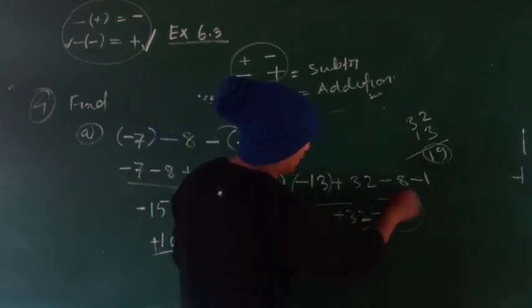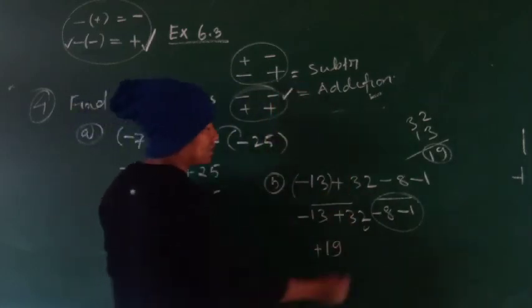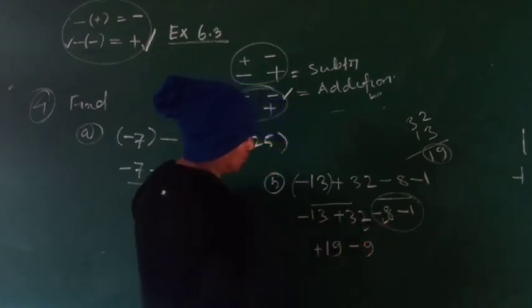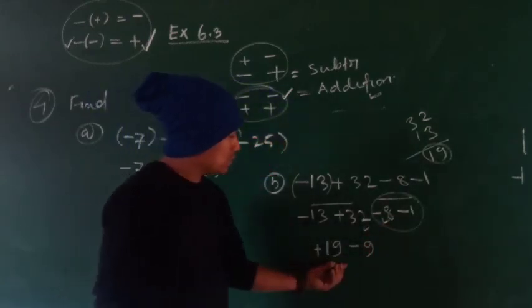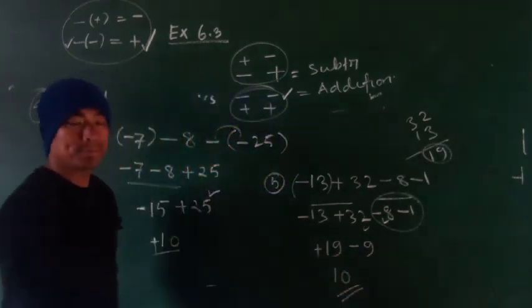And when both are negative, we do addition. So 8 plus 1 is 9, and the sign will be negative only. Here you see positive negative subtraction, so 19 minus 9, what is it? Okay, 10.